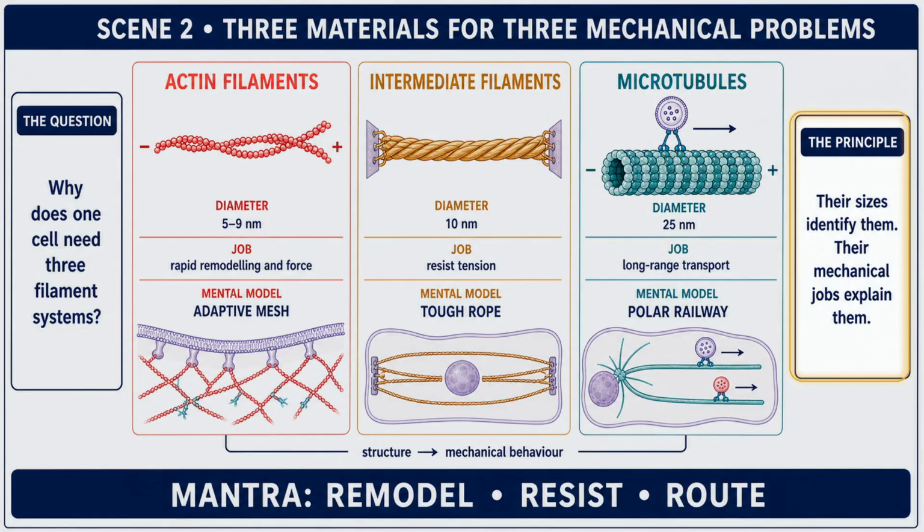Those measurements help you recognize them, but size is not the real reason 3 systems exist. The cell faces 3 different mechanical problems. It needs a network that can be rebuilt rapidly to change shape and generate local force. It needs tough cables that tolerate pulling and stretching. And it needs long polar tracks that organize the cytoplasm, move cargo, and rearrange during mitosis. Different problems demand different materials. Actin remodels, intermediate filaments resist tension, and microtubules provide long-range organization.